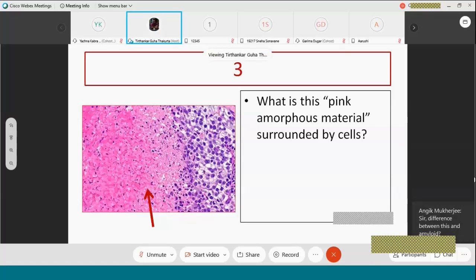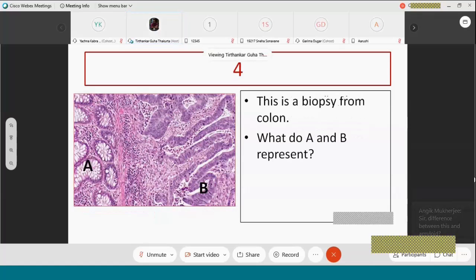So this is a biopsy from the colon. What do A and B represent? The previous one: we cannot say it is not amyloid, and we cannot also say it is amyloid. It is a hyaline material for sure. First of all, amyloid is more homogeneous and glassy. It is not granular in appearance. So from the texture you understand it's not amyloid. But if you have to confirm, then you have to do a special stain. Without special staining, we should not comment whether something is amyloid.